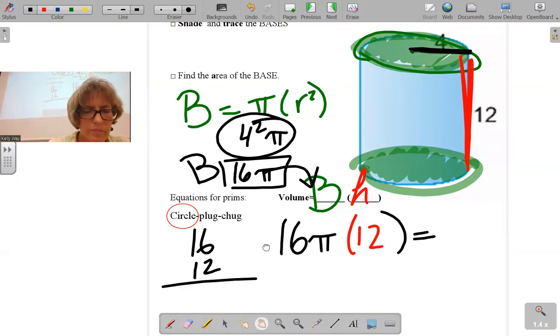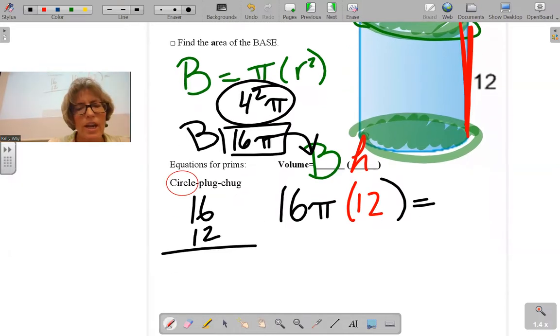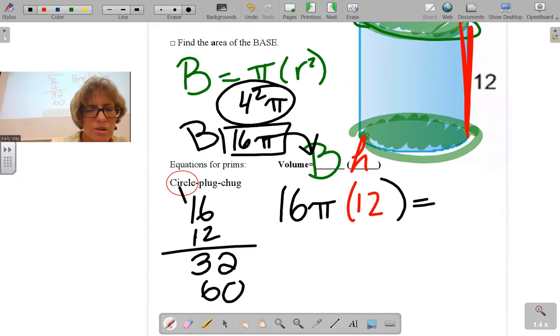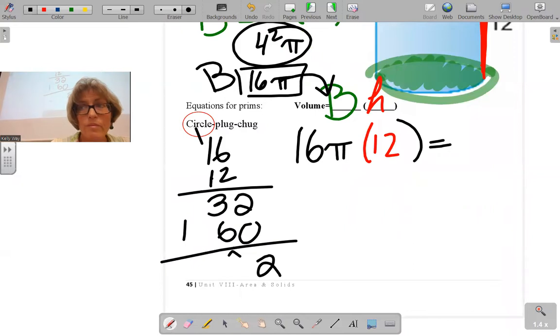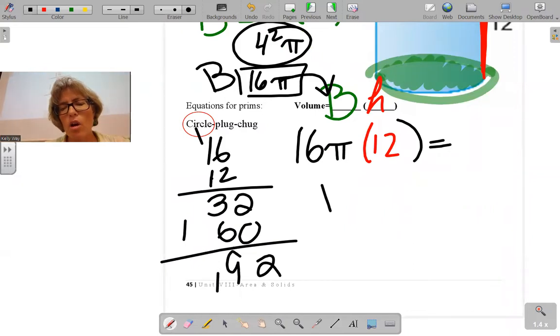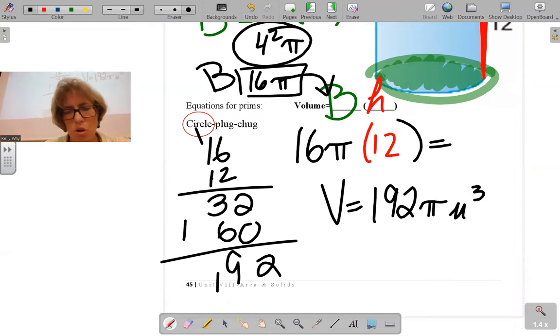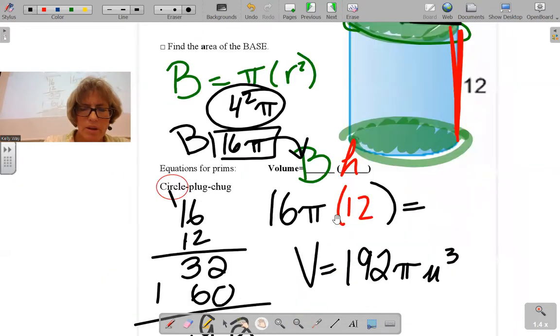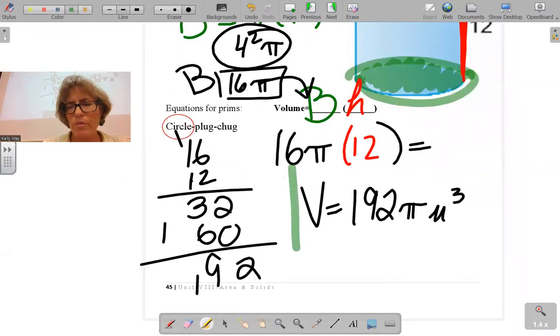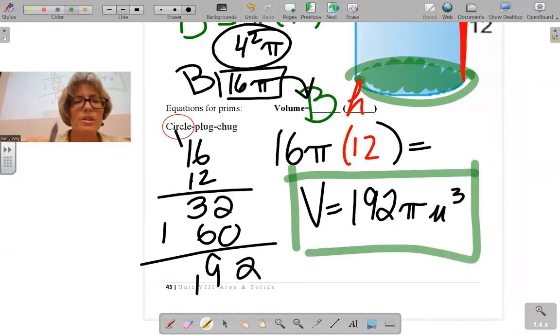Do this longhand, it's good for you. 12, carry the 1. That's 3, 0, 6, 1. So we get here, our volume is 192 pi units cubed. Let's see, were there any units provided? Nope. That is your volume. Base times height. Base times height.